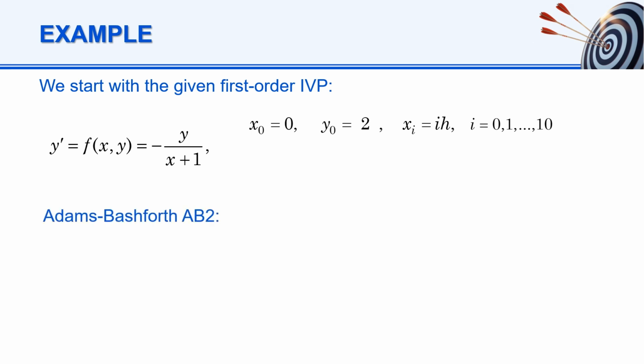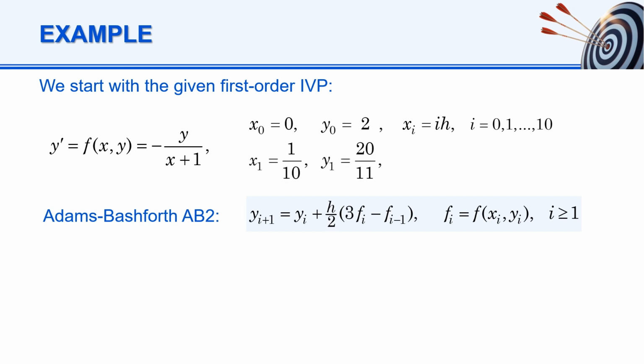The difference equation for the second-order Adams-Bashforth method is obtained as follows. Note that to start the marching, we need to know two prior step values. Thus, the subscript i must start from 1, and y1 should be obtained with a one-step method of the same or higher order of error as the Adams-Bashforth method. Here, we will use the exact solution.